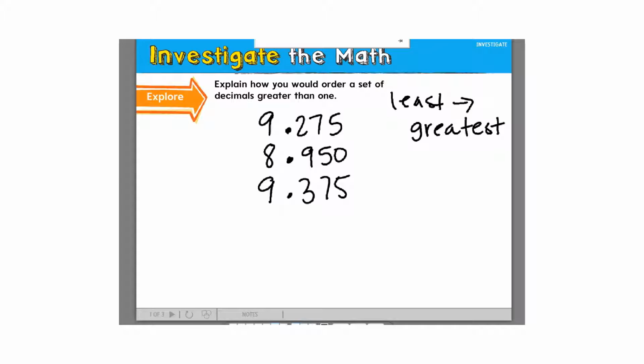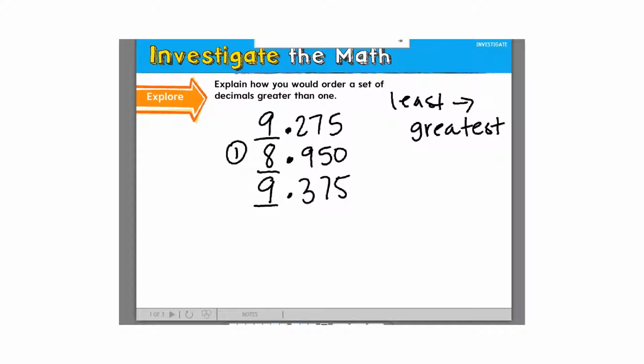Once you get the decimals lined up, which is really important because we put that in our notes and underlined it, lining up the decimals is really important because that way you are comparing the same place values with each other. So I'm going to compare all the ones places first. And because this one's an 8, I know it's going to be smallest because it starts with an 8 and the other 2 start with a 9.